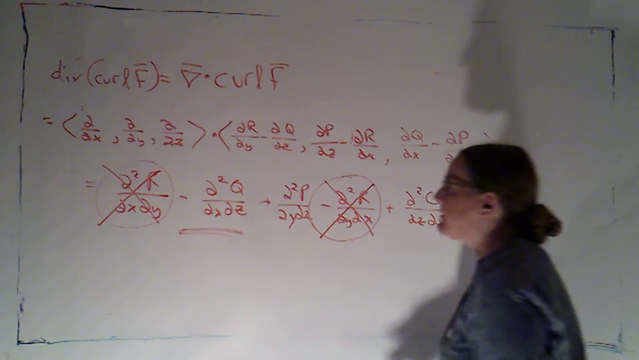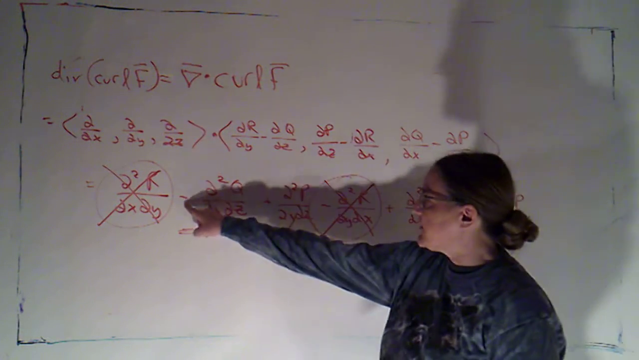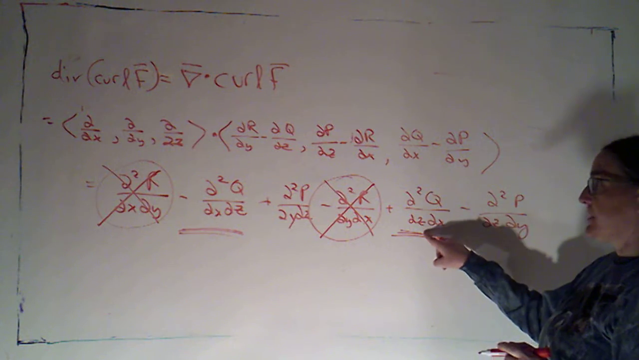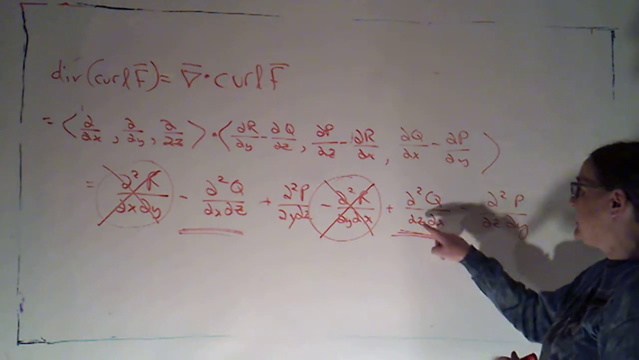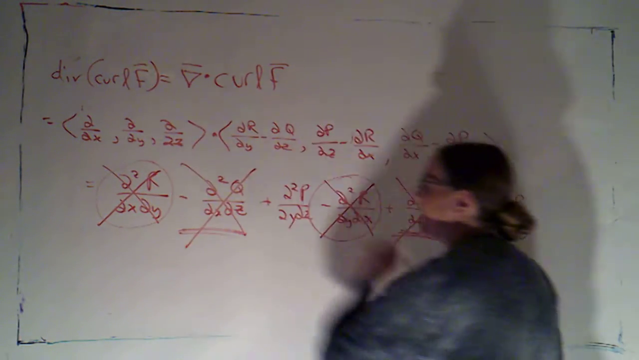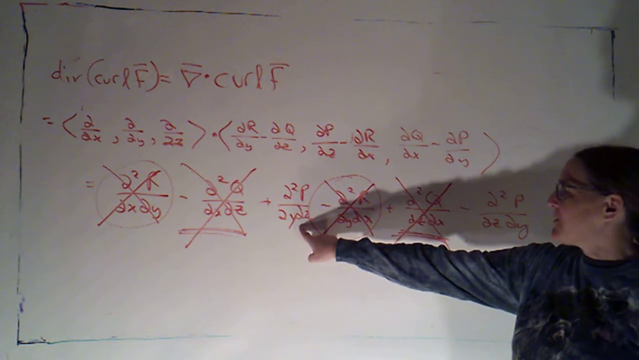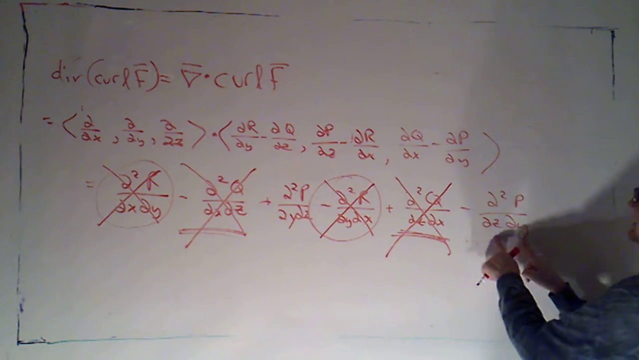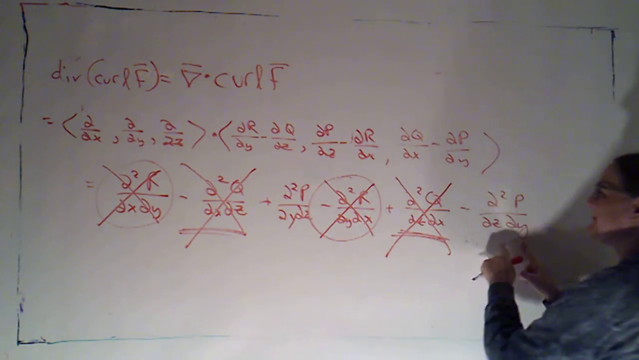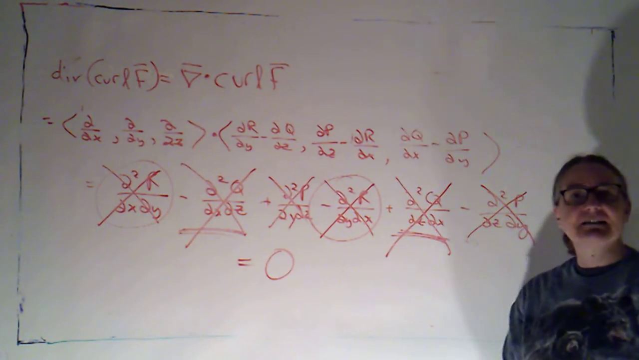Now here, that was a mixed second partial of q with respect to x and z, and this one's negative. Here's a mixed second partial of q with respect to the same variables, x and z, but this one's positive. Those guys are equal. They cancel each other out. This is a mixed second partial of p with respect to y and z. This is the other mixed second partial of p with respect to y and z. This one's positive, this one's negative. Those guys cancel each other out, so we do in fact get 0.